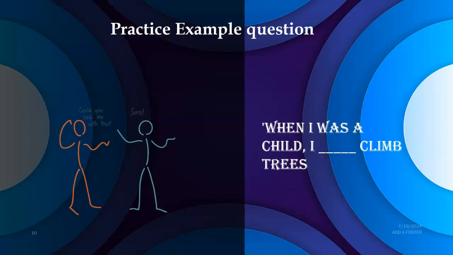Okay, next we have some practice questions. So let's practice. I will give you a sentence, and you decide whether to use can or could. Are you ready? So let's see. I have a question: when I was a child, I dash climbed trees. Could or can? I will give you 10 seconds. One, two, three, four, five, six, seven, eight, nine, ten.